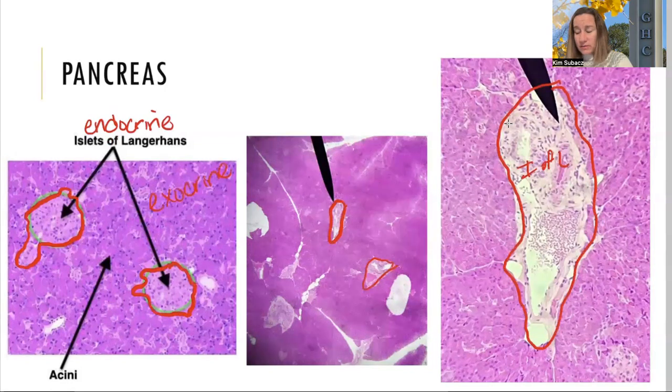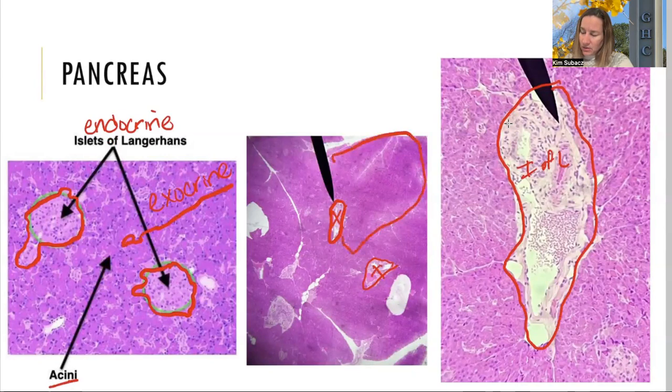So the exocrine features are going to be the acini. All of these purple cells, all the dark purple colored stuff, is the acinar cells. So don't look at this. It's not this. It's all the rest of this, all of this purple stuff. This is all acini.